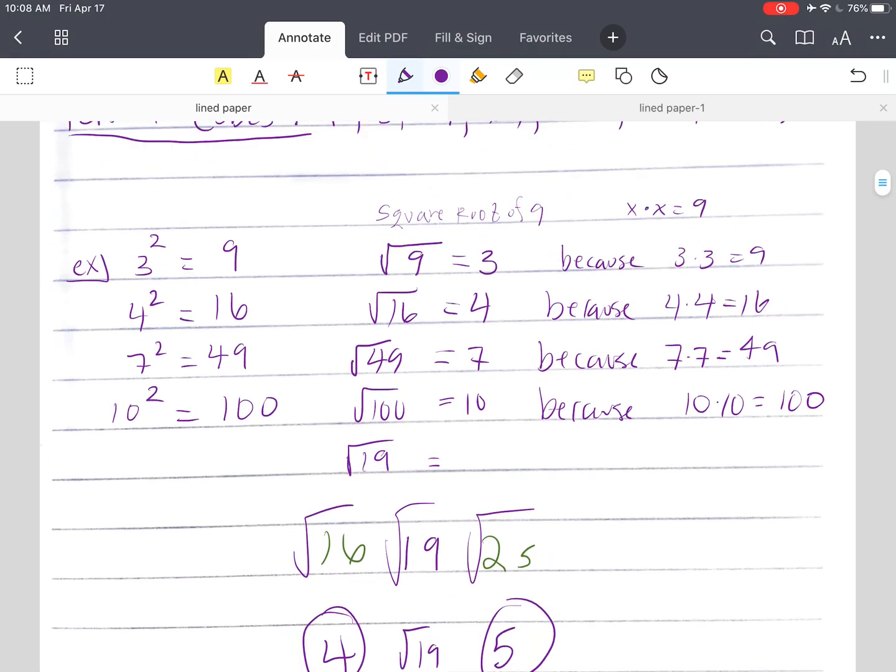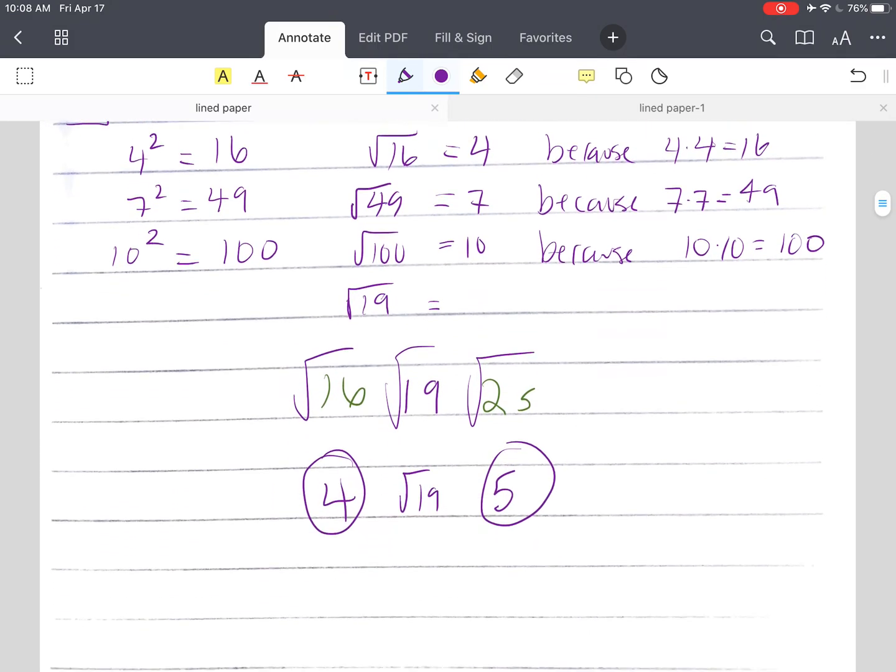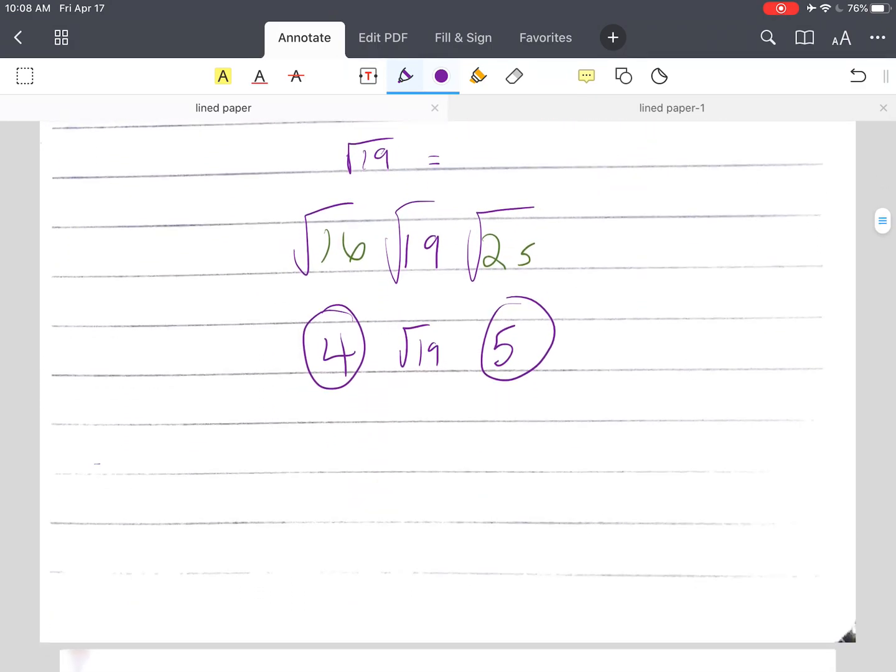Okay? So the square root symbol that we first saw is just a way to tell you what number times itself equals that number. Okay? Let's do another one. What do you think the square root of 144 is? 12. You got it. Because 12 times 12 is equal to 144.